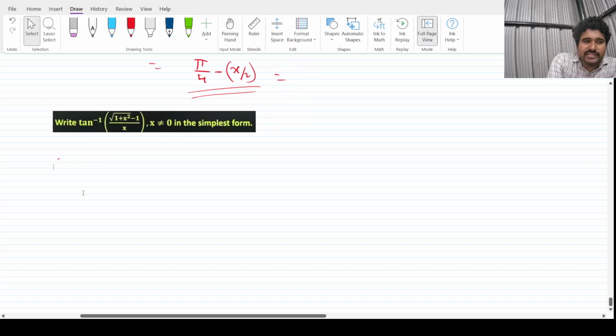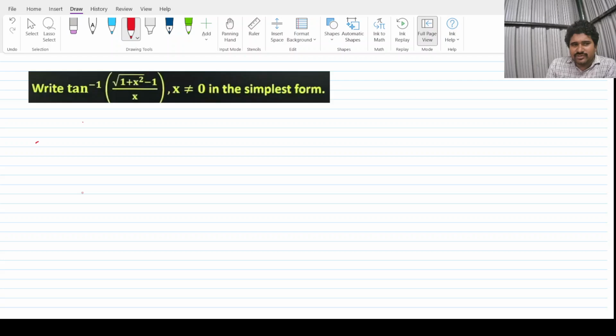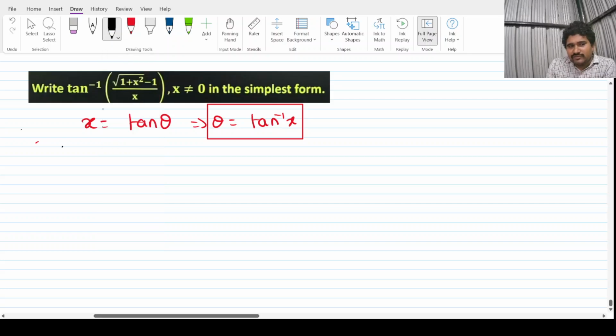Which one do you want to choose for x here? 1 plus x square, I will tell you what to choose: tan or cot. Take it tan only now. Understand? Choose x is equal to tan theta. Then finally theta can be written as tan inverse x. Remember this. Now try to answer. So, tan inverse.